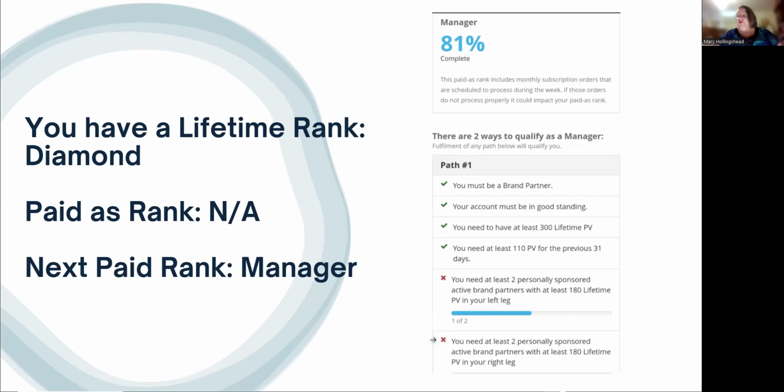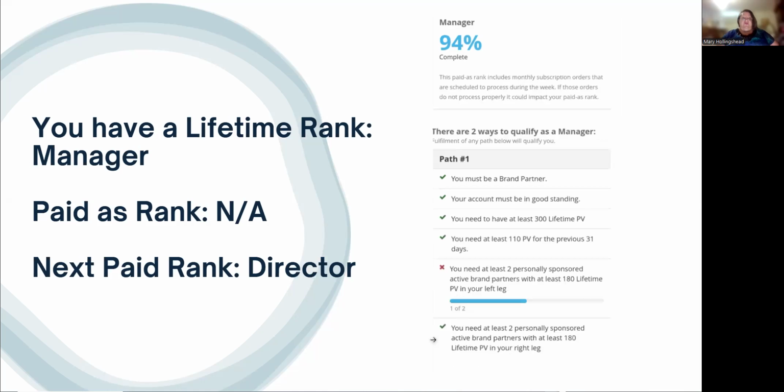Now, I want to show you another person that has a lifetime rank as a manager. So what does this mean? This means that they already earned the manager. But what happened? They're getting paid as a rank, not applicable. And then their next rank that they want to hit is director. But they currently are at 94% as a manager.